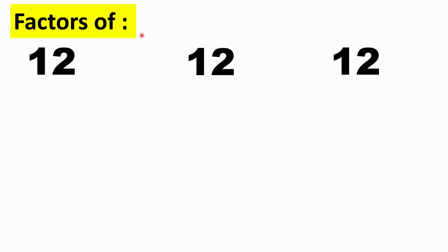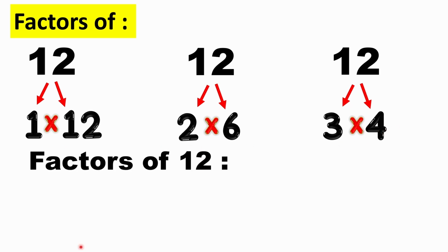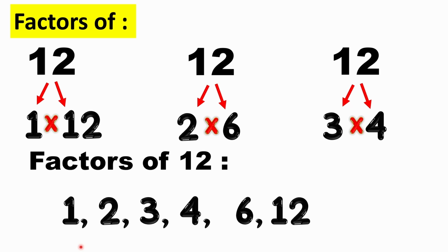Now let's try another example. We have 12. So the factors of 12, we have 1 times 12, 2 times 6, 3 times 4. So these are the factors of 12. Again, factors of 12, we have 1, 2, 3, 4, 6, and 12. So there are 6 factors of 12. Therefore, this is a composite number. Again, a composite number is a number that has more than 2 factors.